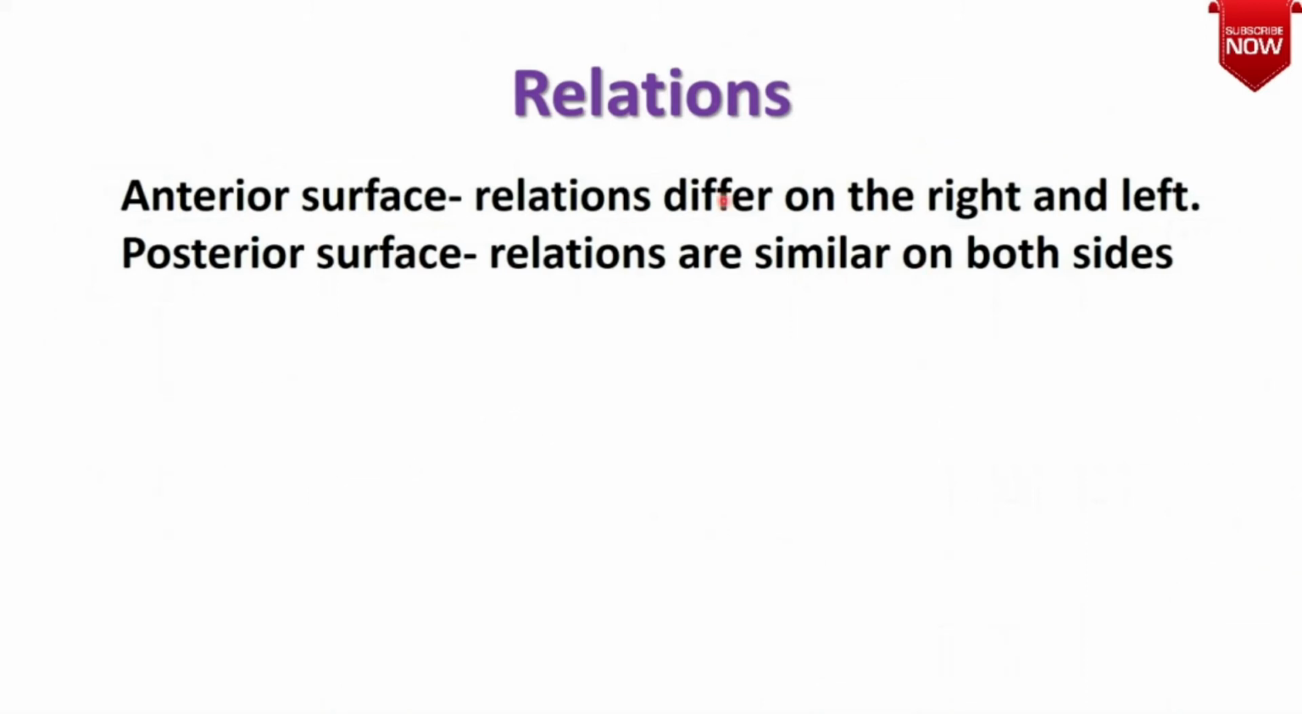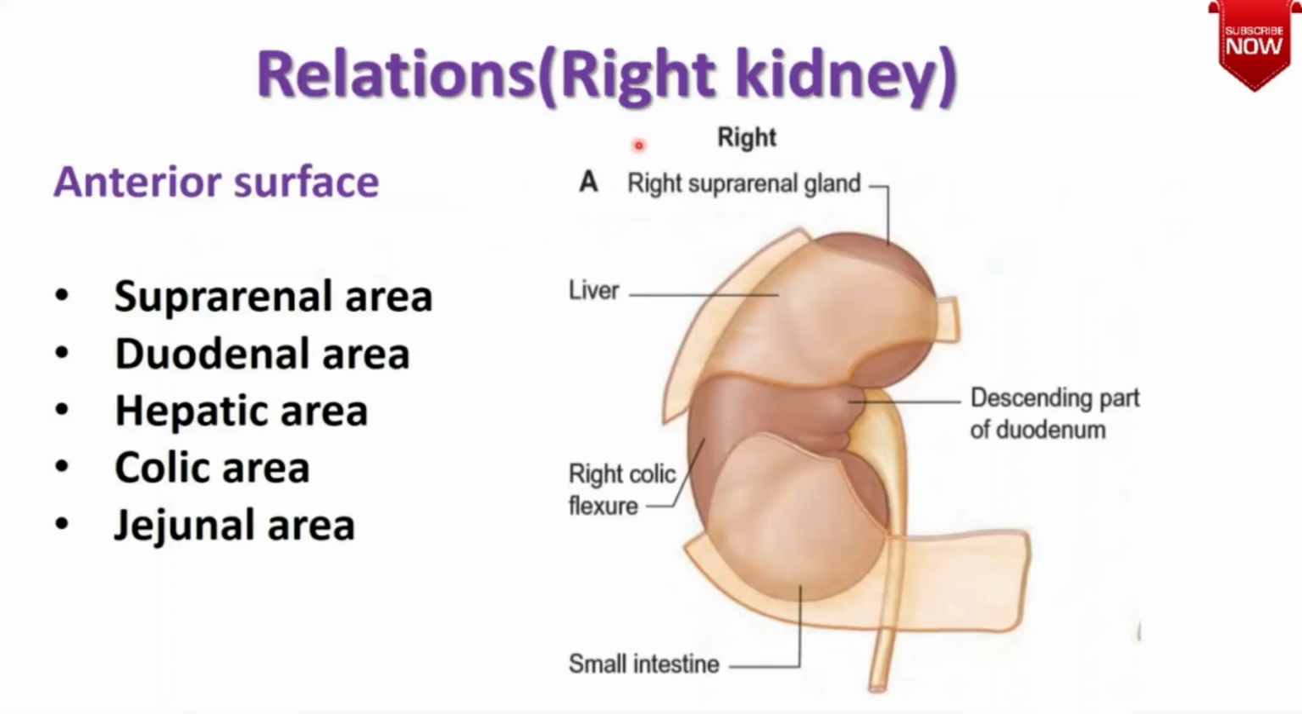Now the relations of the kidneys. The relations on the anterior surface differ on the two sides, but on the posterior surface the relations are almost similar. So first we will discuss the anterior surface relations, starting with the right kidney anterior surface.